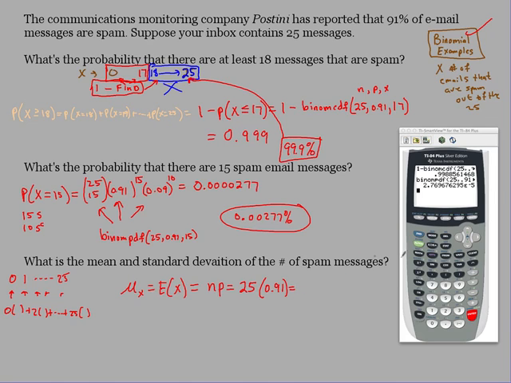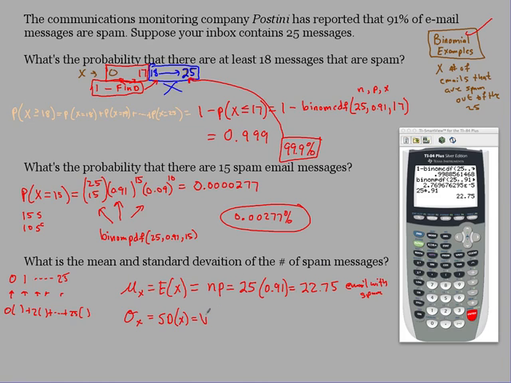This is how many we expect in the long run, or not even in the long run, even here. So we expect there to be 22.75 emails with spam. Okay, what's the standard deviation though? What's the standard deviation? Okay, so this is kind of like, if we looked at 25, how much can this go up or how much could this go down?